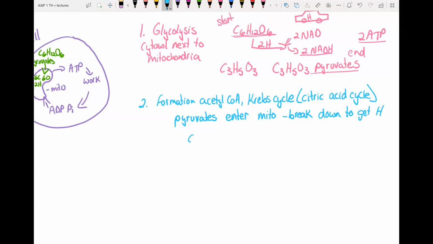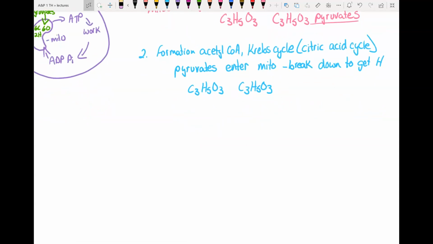So we have C3H5O3. We have two of those. These are inside the mitochondria now. We're going to pull out all of the hydrogen. So 5 here, that's 10 hydrogens get pulled out.